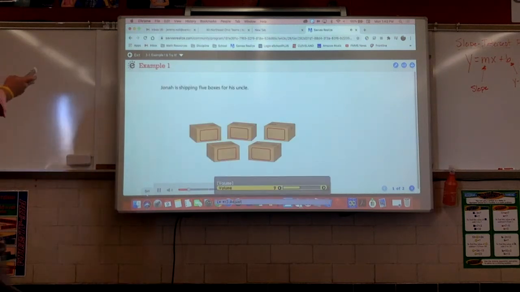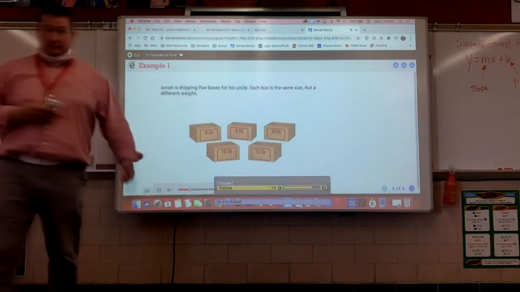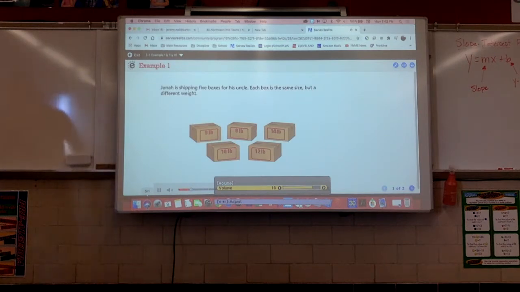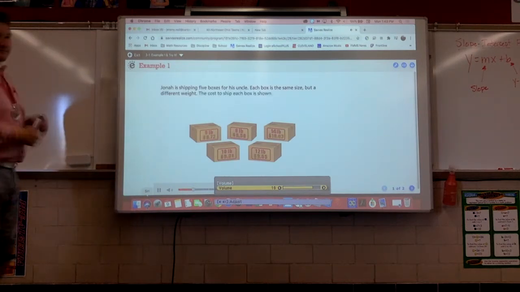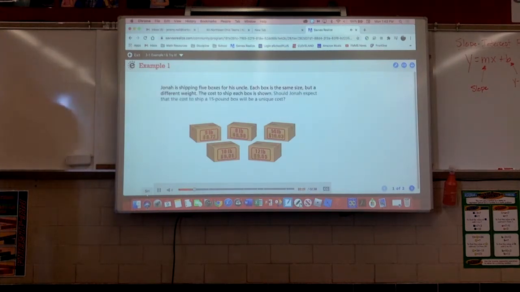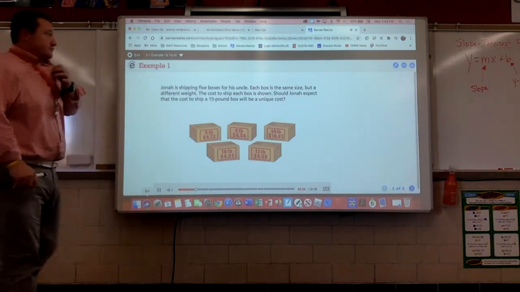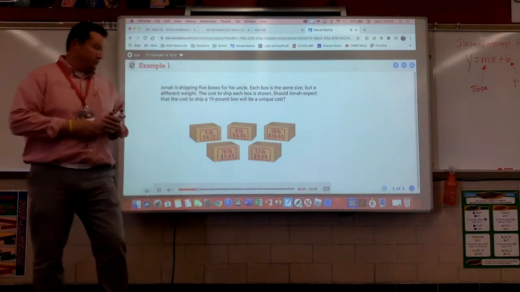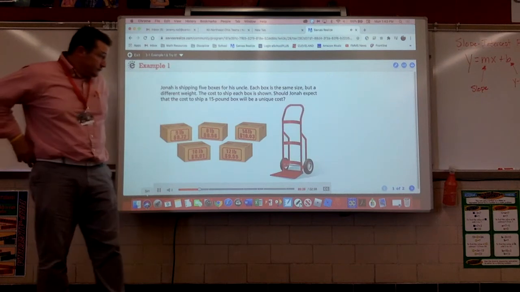Jonah is shipping 5 boxes for his uncle. Each box is the same size but a different weight. The cost to ship each box is shown. Should Jonah expect that the cost to ship a 15-pound box will be a unique cost? Maybe. Well, yeah, I don't know.